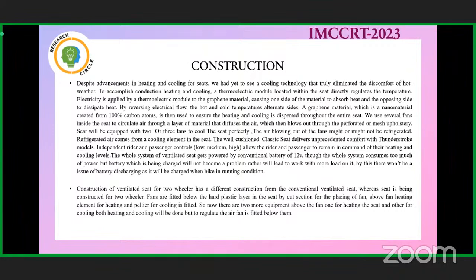And below our heat sink, we have used Peltier. Peltier is a device which works both ways. It provides cool air and hot air also. So below the heat sink, what we have used is the Peltier's cooling side. When Peltier starts, it throws cooling air above, and the heat sink dissipates it throughout the seat, and the fan also helps in regulating the air in the seat.